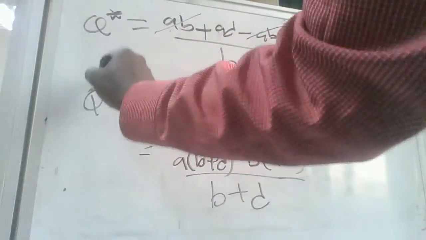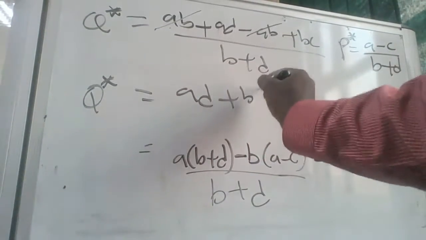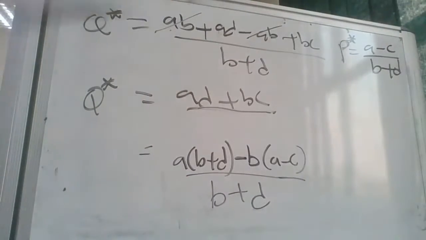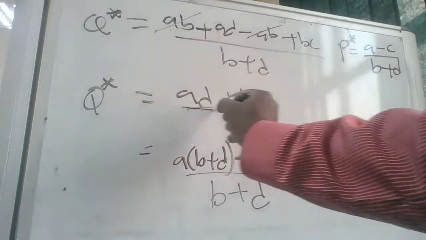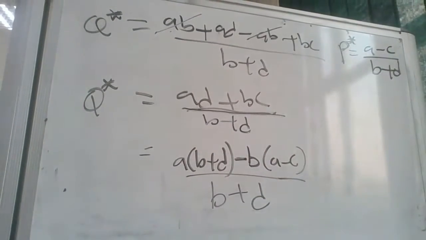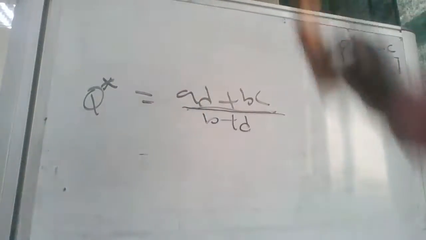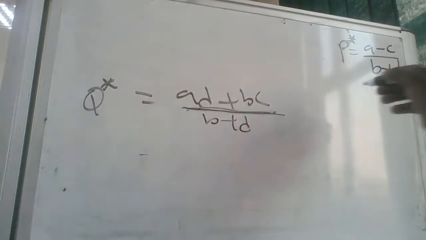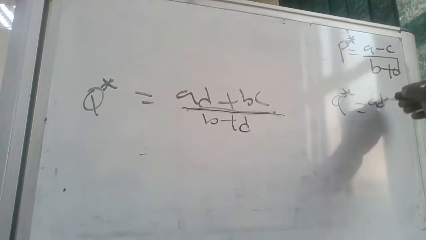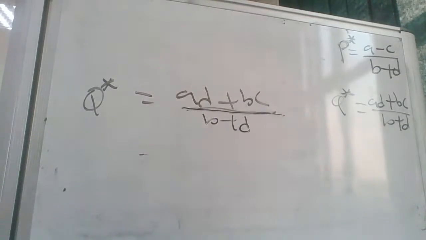that our equilibrium quantity will be equal to AD plus BC over, okay, my marker stopped writing, let me change. So over B plus D. So this becomes our equilibrium quantity. Okay, so our equilibrium quantity, Q star, will be equal to AD plus BC over B plus D.